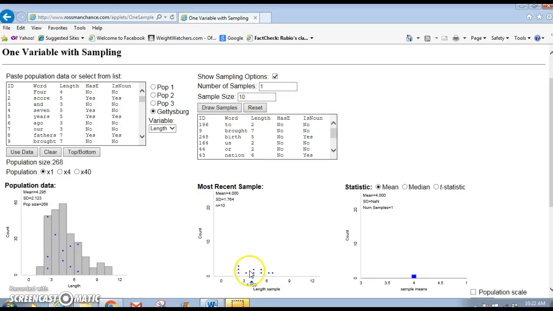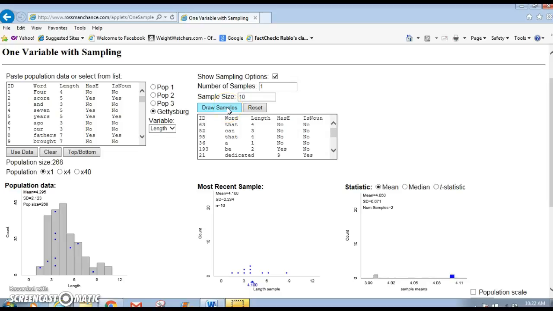And the lengths have been recorded for those 10 words in this histogram to the left, and the average length of those 10 words is 4, and then that 4 gets plotted in the histogram to the right. Okay. So I'm going to repeat this. I'm going to draw another sample. You can see the 10 words that were selected. Here's a dot plot of the 10 words. The mean is 4.1, and you can see that the mean 4.1 is plotted on the histogram to the right.